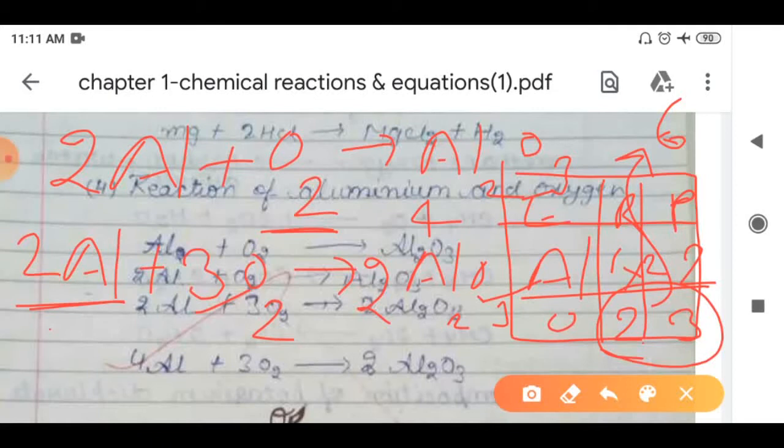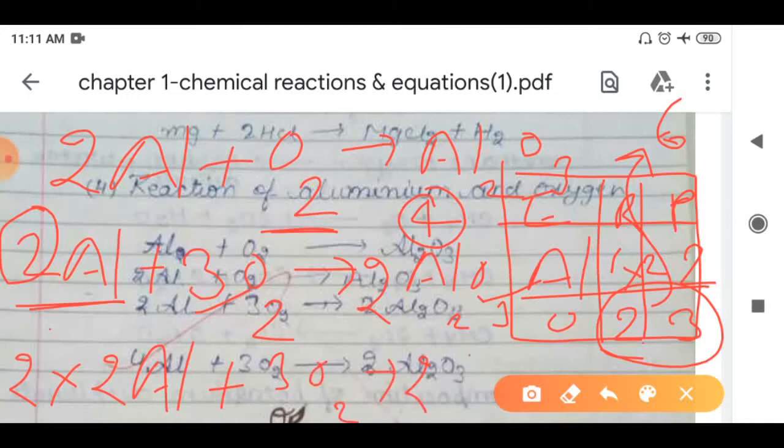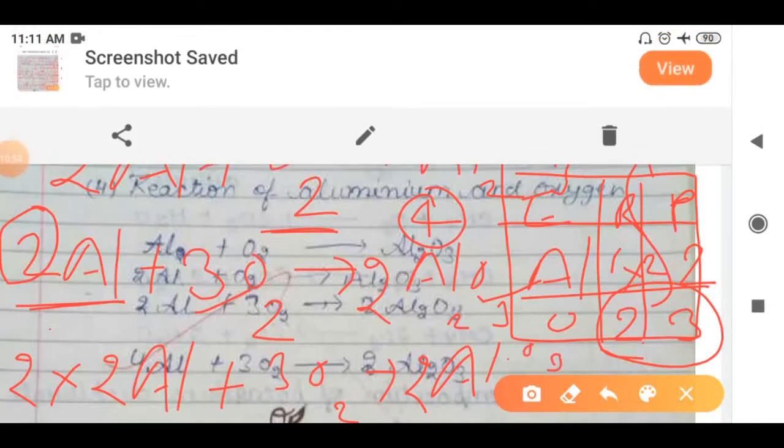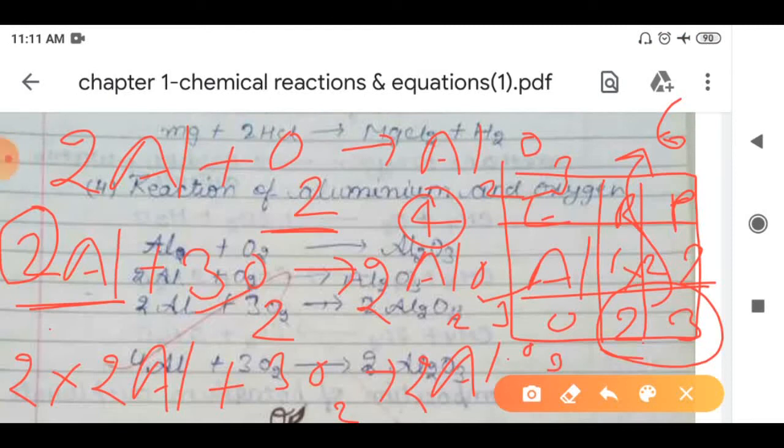So how many aluminum atoms are present in the product side? 4. And how many in the reactant side? That is 2. So what do we have to do? Just multiply it by 2. So 2 into twice of aluminum plus 3O2, that is equal to twice of Al2O3, right? So in this way we can balance it out, right?